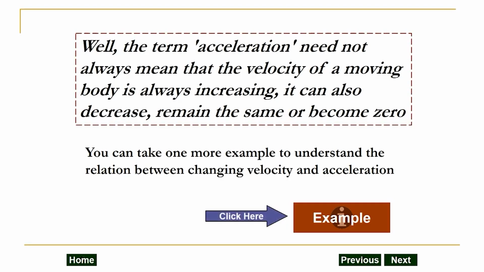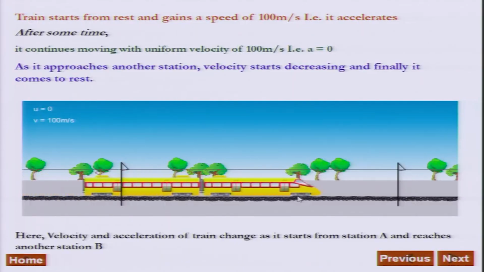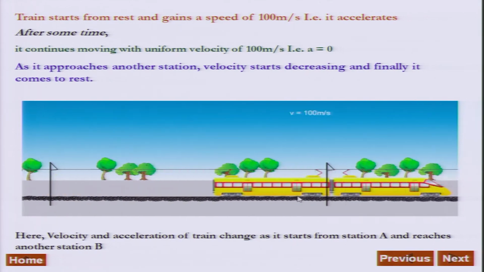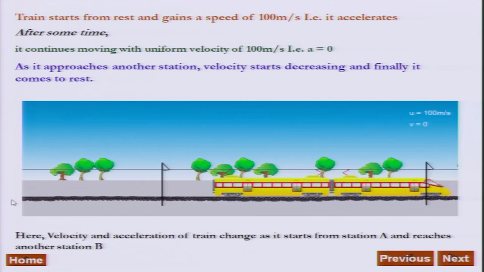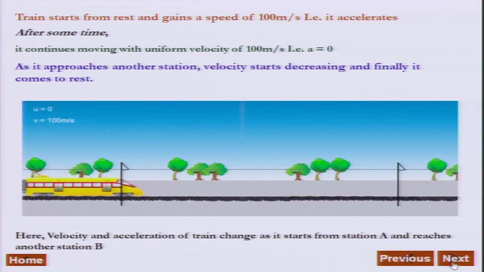Well, the term acceleration need not always mean that the velocity of a moving body is always increasing. It can also decrease, remain the same, or become zero. Now one example is given here. A train starts from rest and gains a speed of 100 meters per second. That is, it accelerates after some time. Now this illustration is given here and the relevant content is also given.